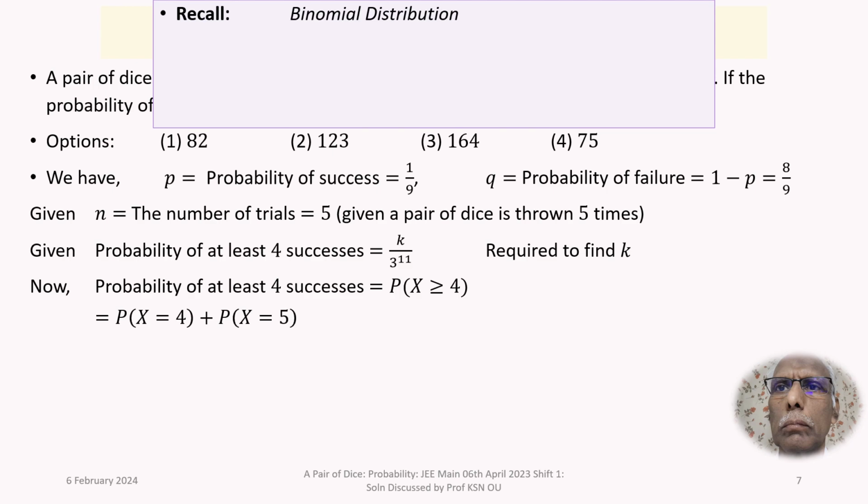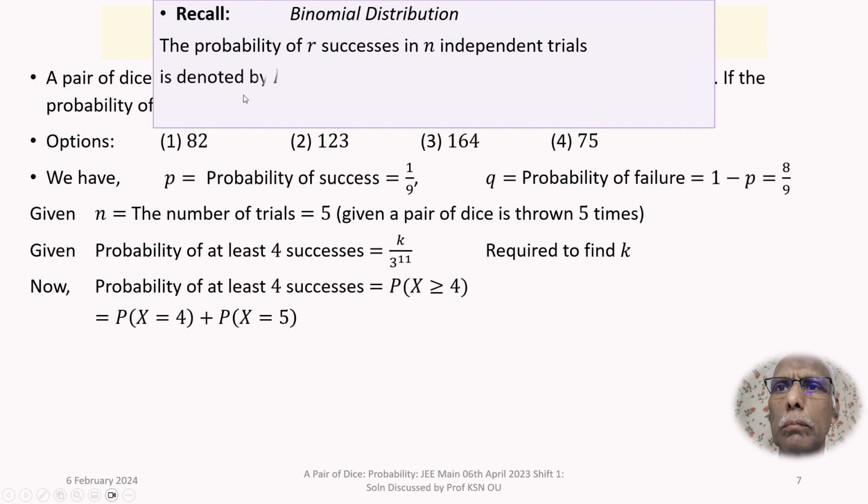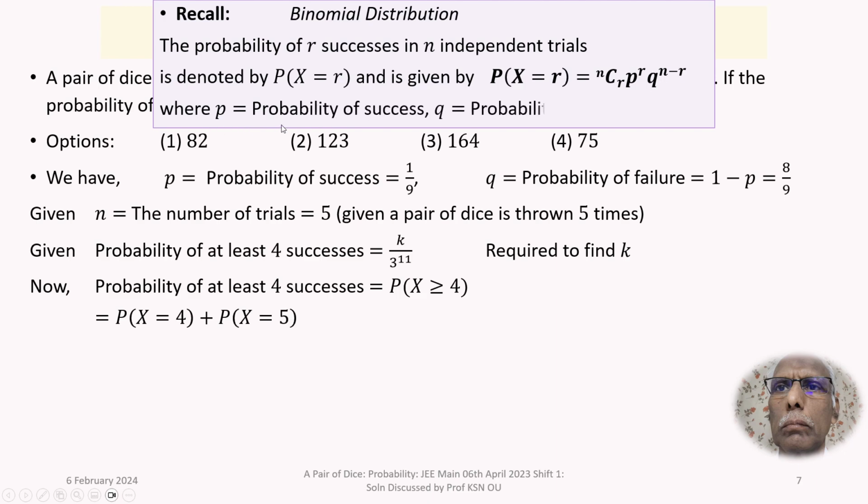which says the probability of r successes in n independent trials. What kind of trials are these? These are called Bernoulli trials. It is denoted by the probability of X equal to r, and is given by P(X = r) = nCr times p to the power of r times q to the power of n minus r, where small p denotes the probability of success, and small q denotes the probability of failure, which is given by 1 minus p.